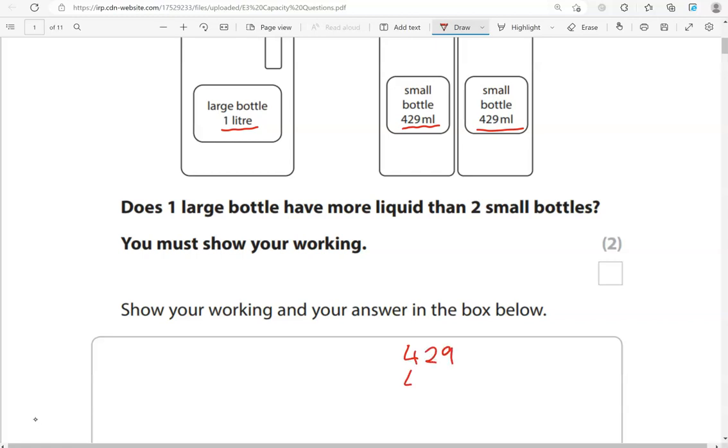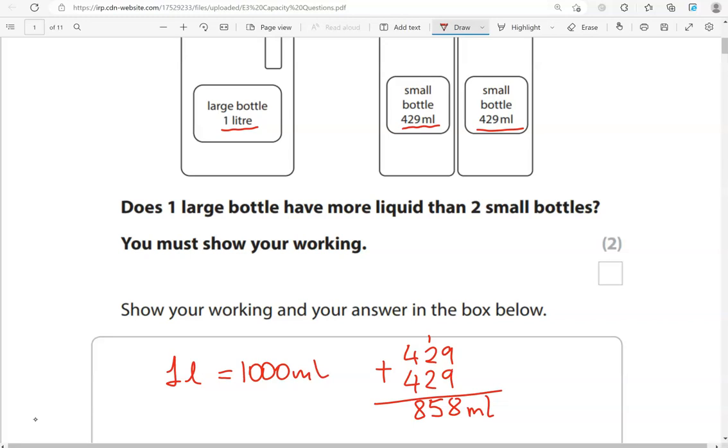429 and 429. 9 and 9 is 18, so 8 down and 1 carried over. 2 and 2 is 4 and the 1 is 5. 4 and 4 is 8. So 858 millilitres for the two small bottles. The large bottle holds 1 litre. 1 litre is equal to 1000 millilitres.